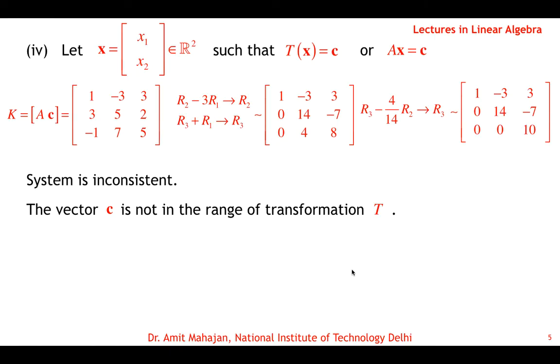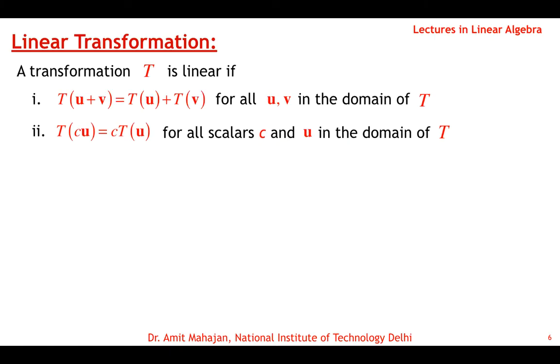So now we take the definition of linear transformation, okay. So if you are given a transformation T, then that transformation T is said to be linear if two properties are satisfied. One is that T of u plus v is Tu plus Tv for all u, v in the domain of the transformation, and this simply says that you add two vectors and take the transformation, or you take the transformation first and then add the transformed vectors, it gives the same result, okay.